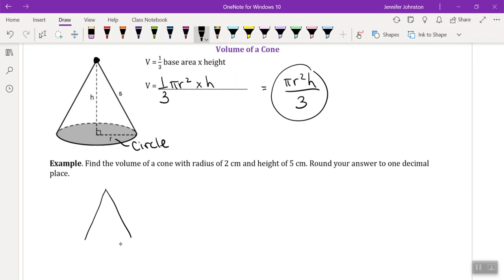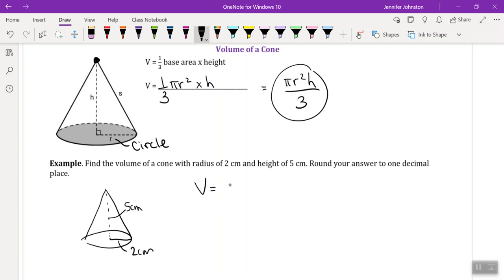Okay, let's go draw this cone. So it's like a little triangle here with a circle in the bottom. The radius is 2. And the height, that's how tall it is. This is not the slant height, that's a slant. This is how tall it is. So it's 5 centimeters. This is 2 centimeters.